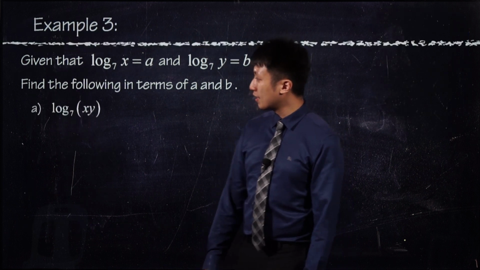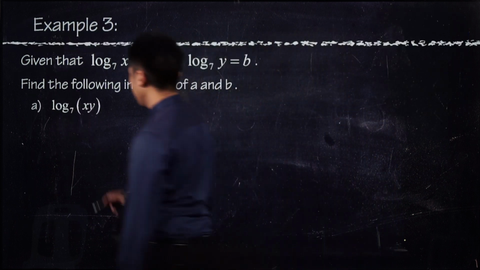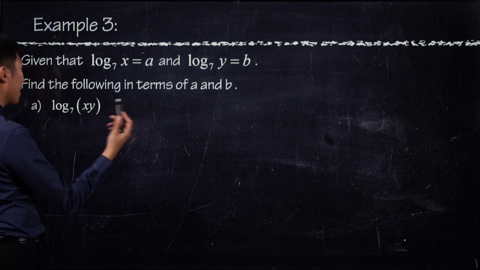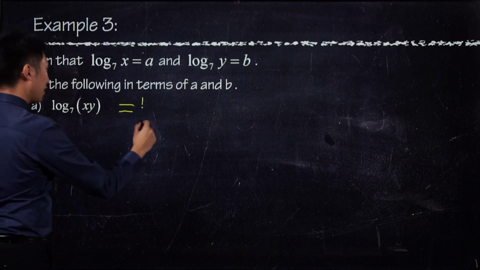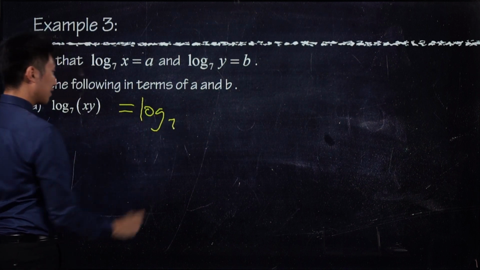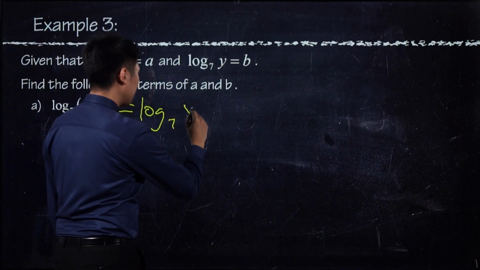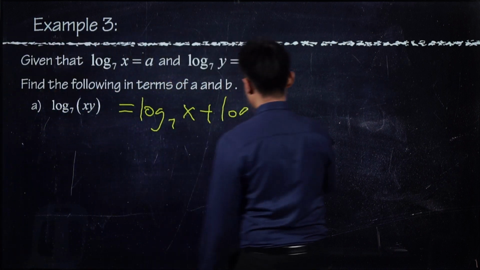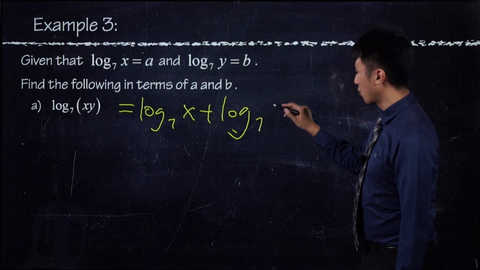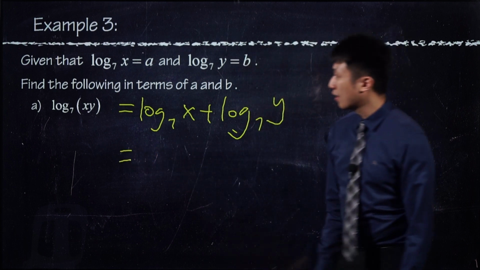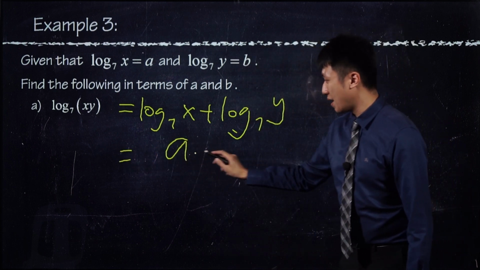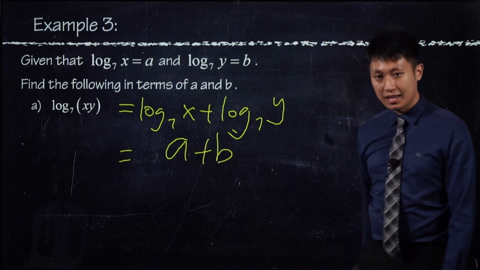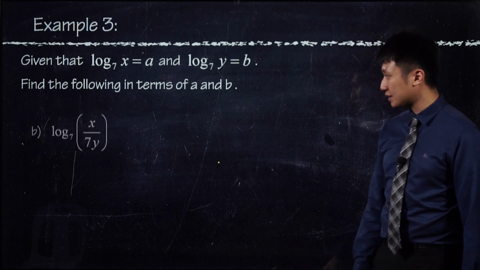Okay? Let's do it one by one. So this one will be equals to, oh, I have so much space. I can do it. Log 7 x times y becomes log 7 of x plus log 7 of y, which gives you a plus b. Okay? Great. Next.